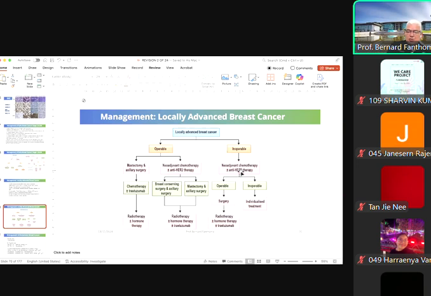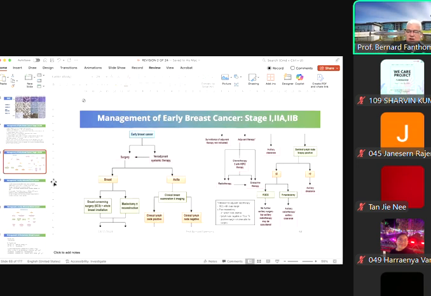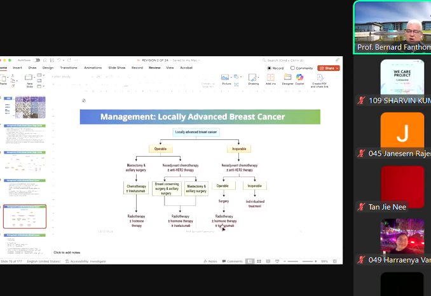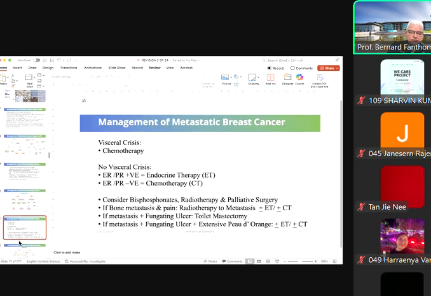response. The tumor will become small, and we can offer the same options which we had offered here: we can offer lumpectomy, we can offer mastectomy, and we can do the axillary clearance. And since it is locally advanced, these patients will all come up for radiotherapy.